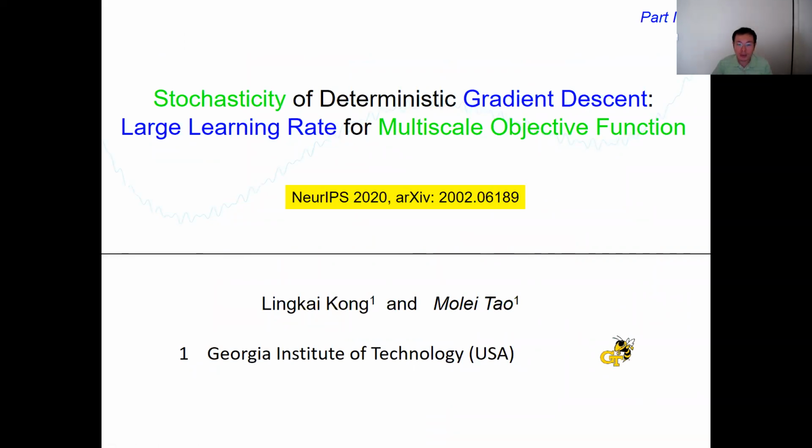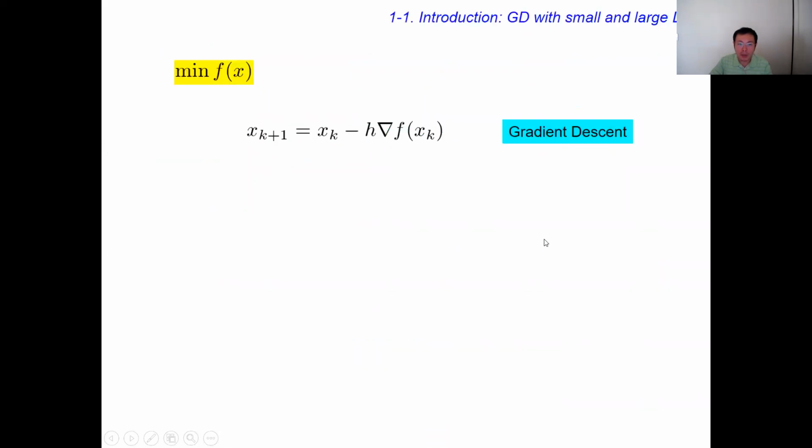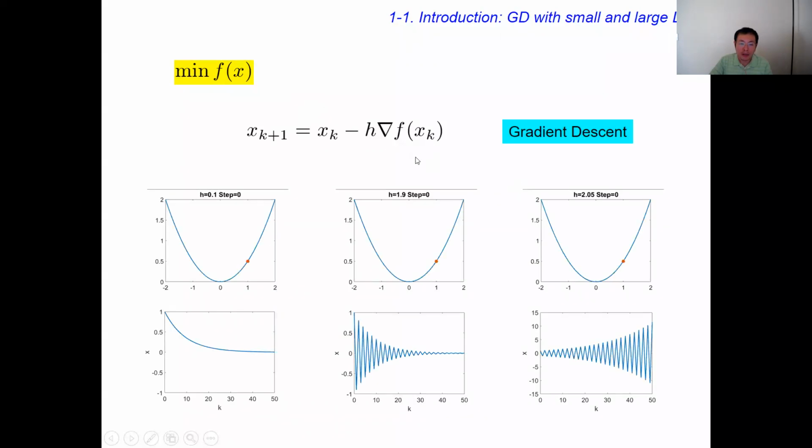This is a joint work with student Lin Tai Kong, and again it has a very long title, published in some top machine learning conference. But I'll explain everything, so you don't have to worry about the long title. The problem is very simple. I want to do minimization of F, and one popular approach people use in machine learning is a very simple iteration called gradient descent. So basically, you just iterate this rule, and you are hoping that you will converge to a local minimizer.